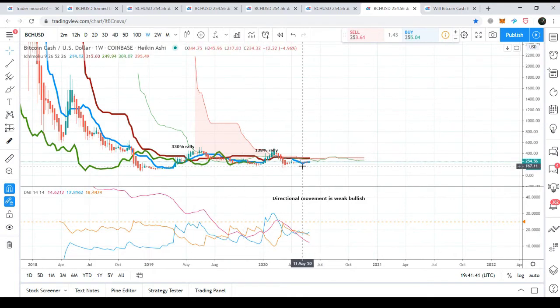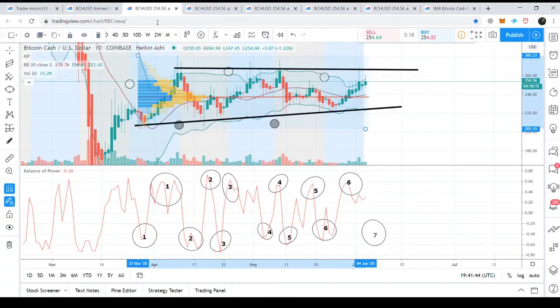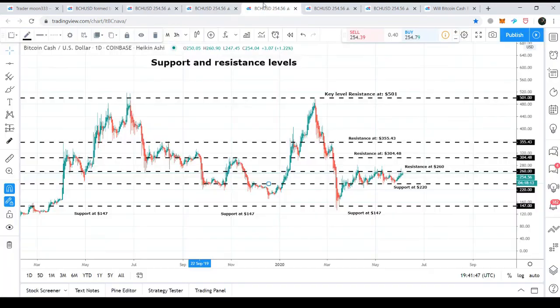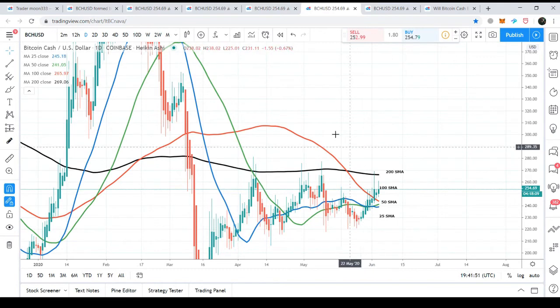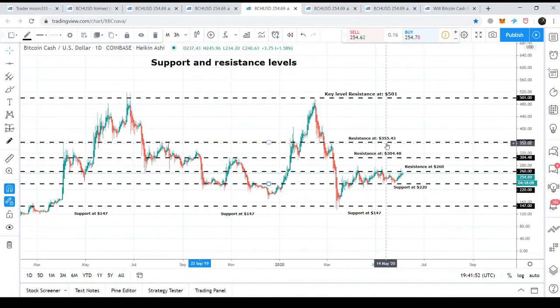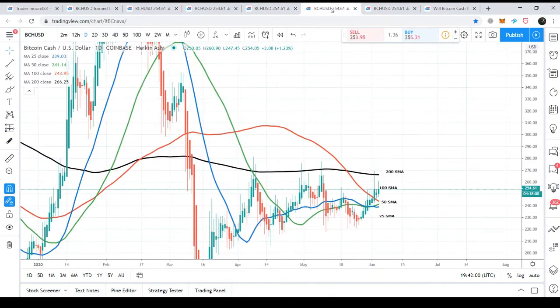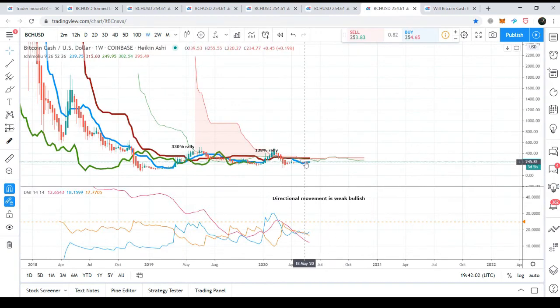Therefore, in order to break out of this cloud, we need a breakout from the resistance of this wedge and from the resistance of this 200 moving average as well, and also from the resistance levels of $260, then $304. After that, we can expect that the price action will cross up this cloud, and once the price line is able to cross up this cloud, then definitely it will have very strong support from this Ichimoku cloud that will help the price action to start a very long-term parabolic bullish move.